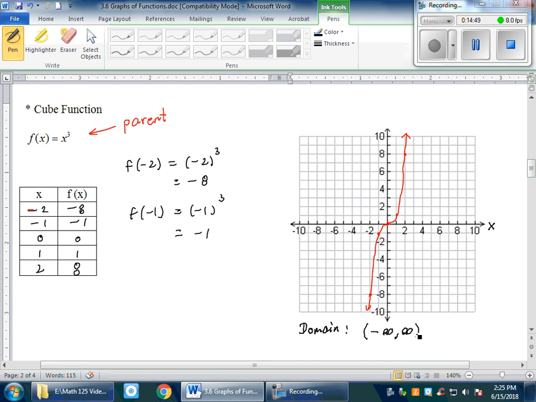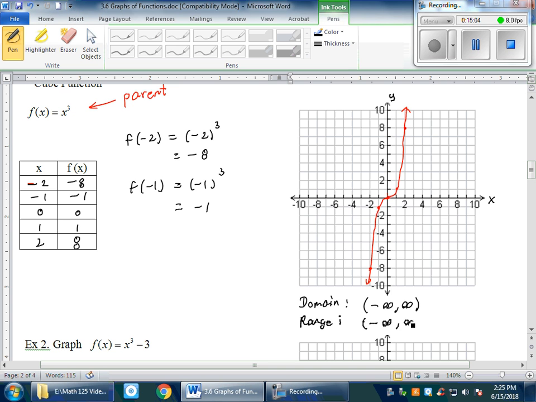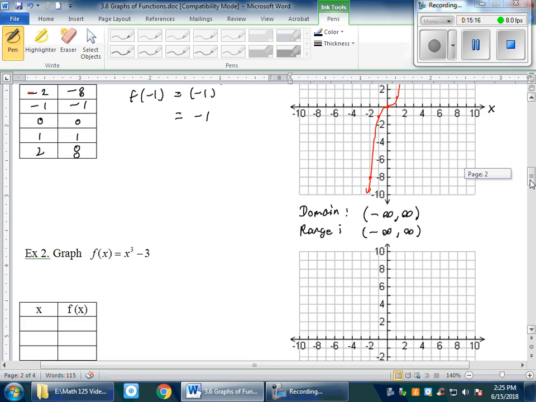And also, when we look at the range, the y values, the graph continues going up and continues going down, and it will eventually cover the entire y-axis. So my range will also be from negative infinity to positive infinity, which is all real numbers. Now let's take a look at this next example.